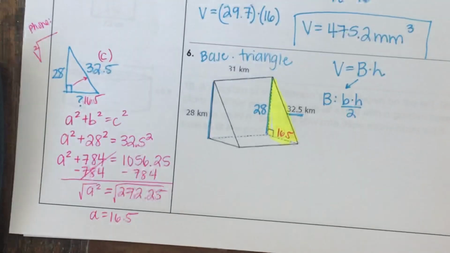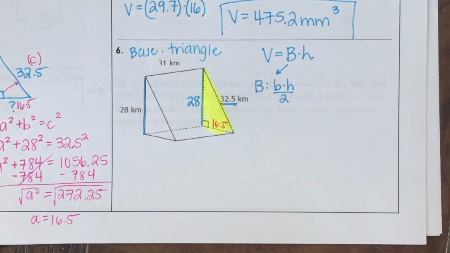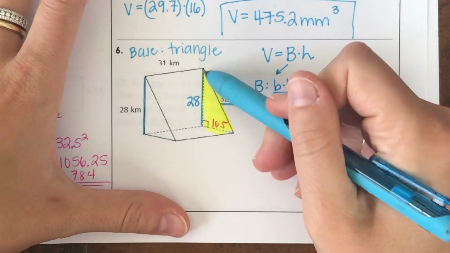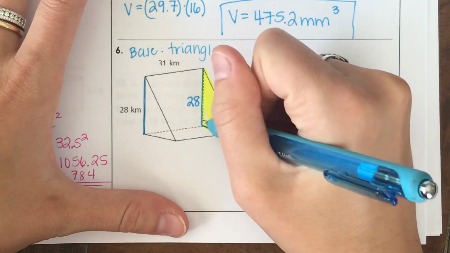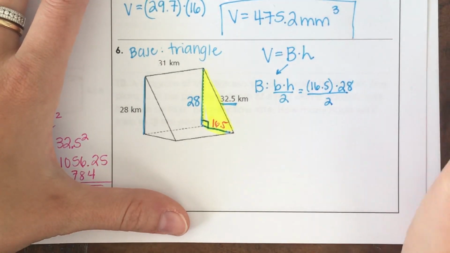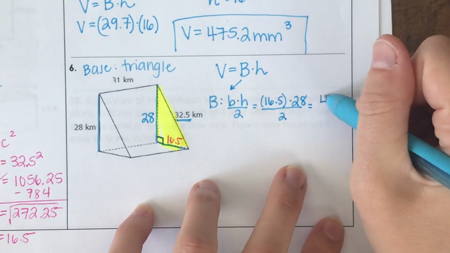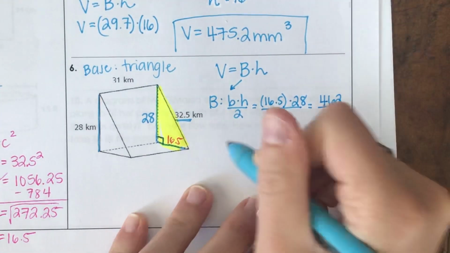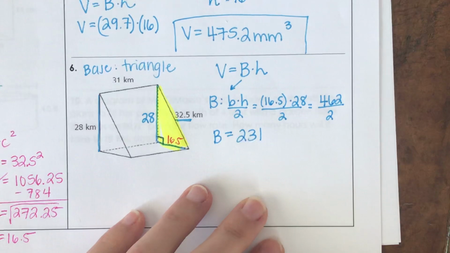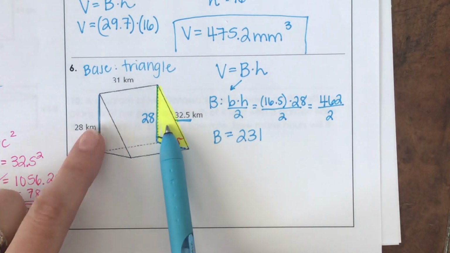All right, now I did all that work and I can finally find the area of this triangle. So the base is the number I just found, 16.5. The height of this triangle, right, it goes along with the 90 degree, so it's 28. And then I divide it by 2. If I multiply these two on top, I get 462. And if I divide that by 2, I get 231.